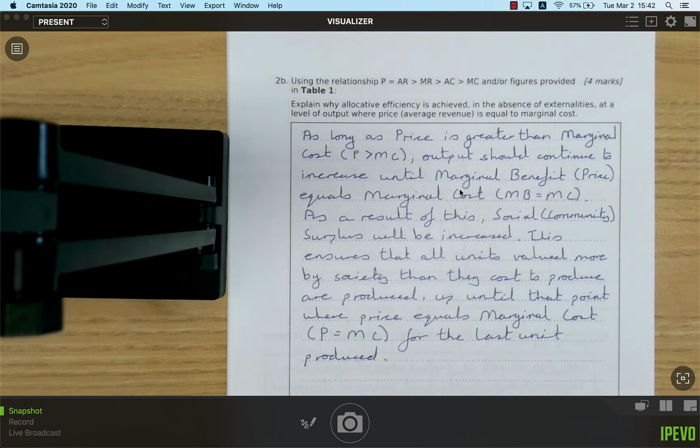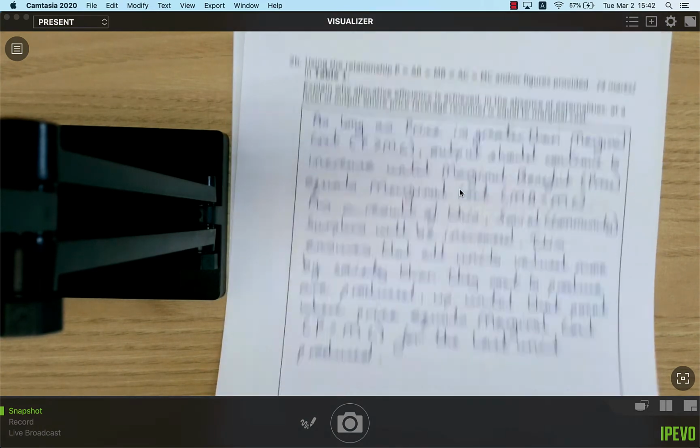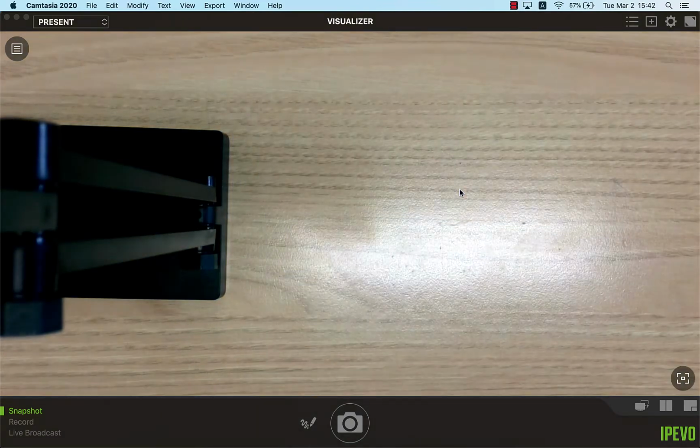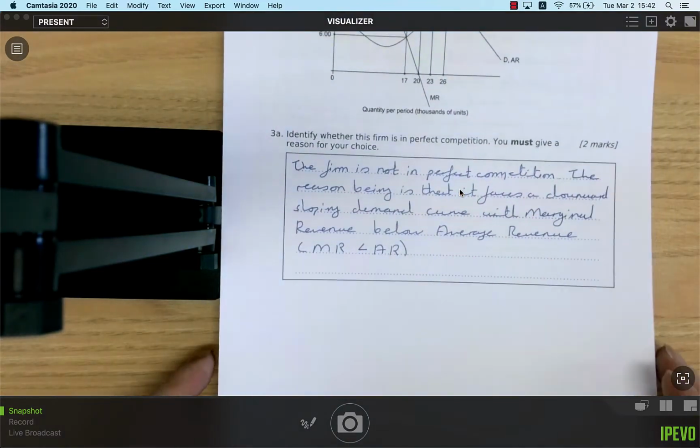Now, I have said all that. So up until the point where price equals marginal cost, that's what output should be increased to for the last unit produced. Okay, so we want all the mutually beneficial trades that can take place to take place. Now, I suppose I'll just show you the diagram first.